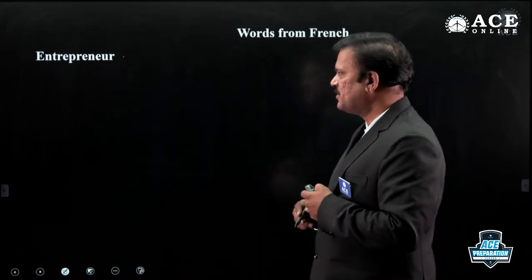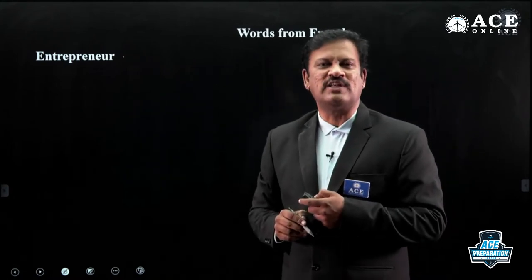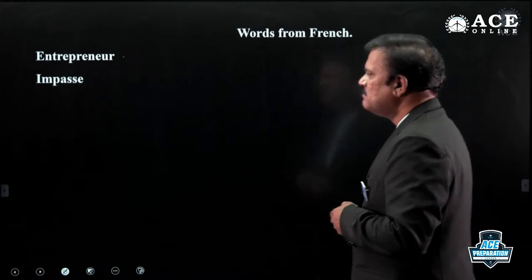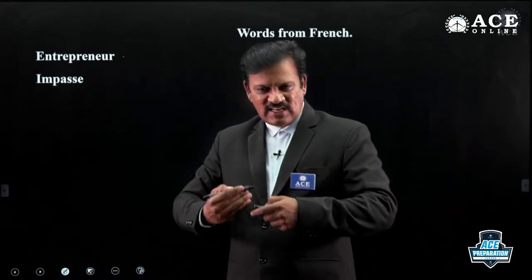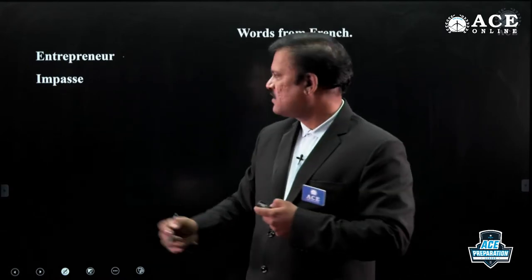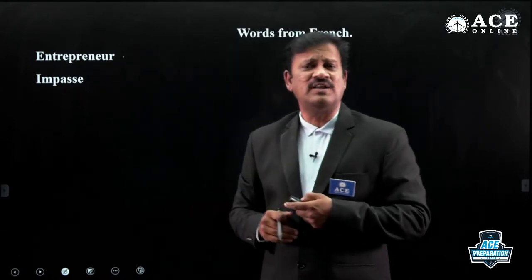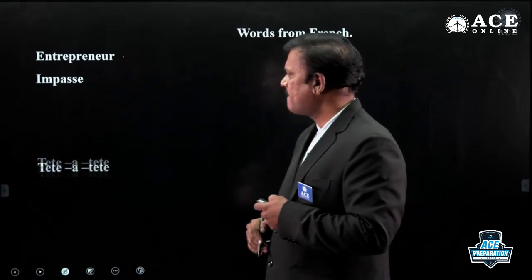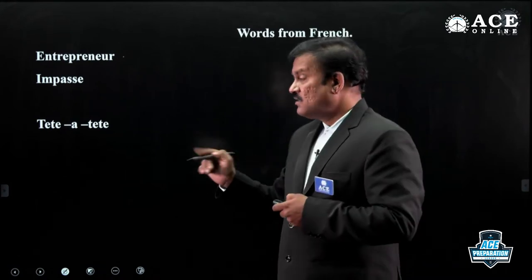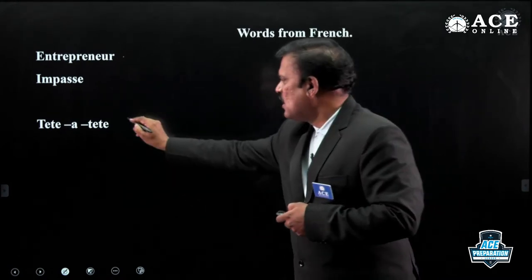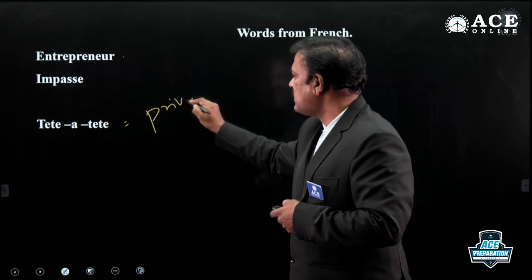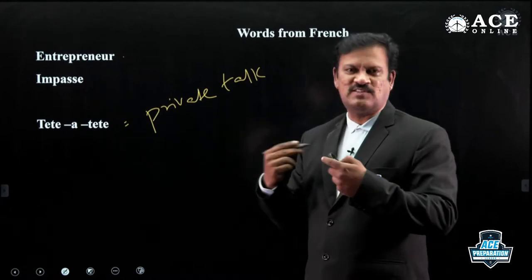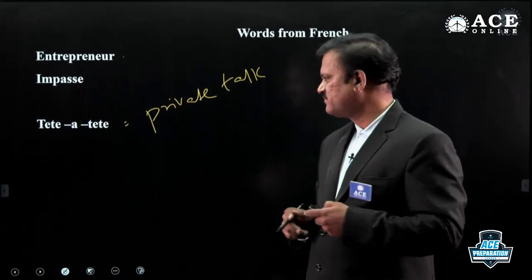This is entrepreneur, a person who is willing to take risks to do a business. Entrepreneur. Impasse, where I cannot go forward, like a block, right? I use this in chess. Impasse, where the king cannot move, like check. Tete-a-tete: a private talk or private conversation between two persons. Let's have a tete-a-tete.